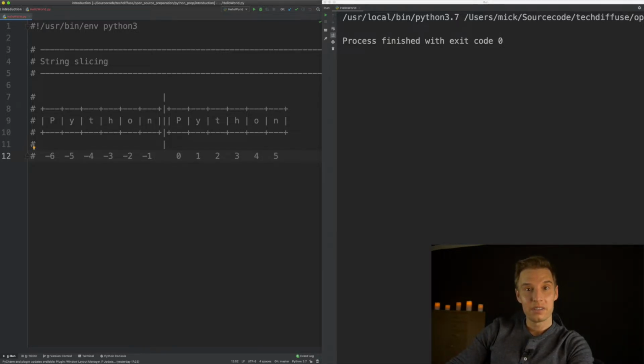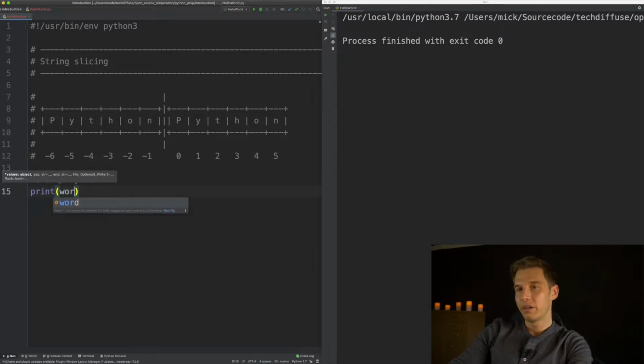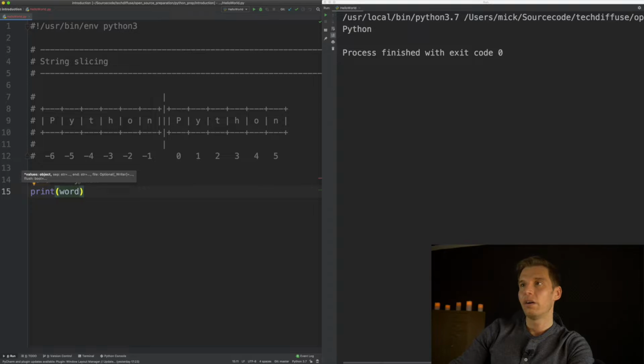Okay, so we have that in place. Then let's start with the actual slicing. As I said, we take the word Python again as our example. So we define a variable, word is Python. We print out the word. Okay, so far nothing has happened. Nothing special, we have Python printed out.